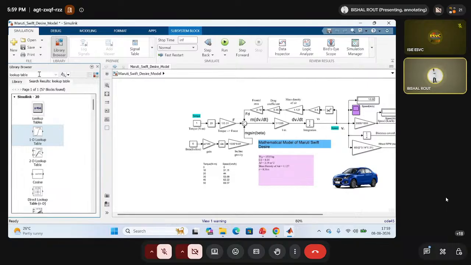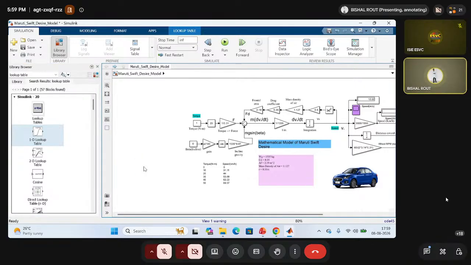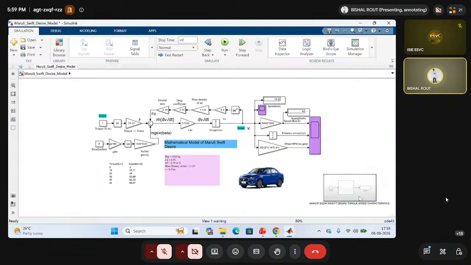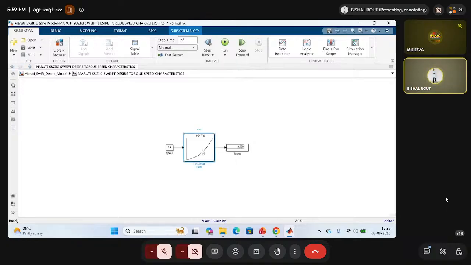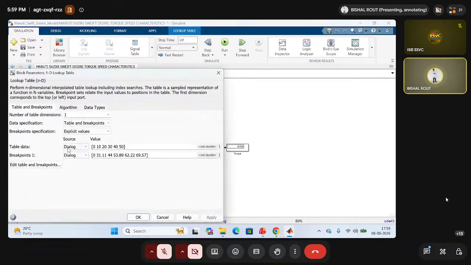You can create a lookup table over here, and you can get this 1D lookup table present over here. We similarly have a 2D lookup table. So 1D lookup table and 2D lookup table are both present. I'm just taking an example of the 1D lookup table. Just drag it to the workspace, right? So whenever I'm importing the 1D lookup table over here, if I double click on it, I will get the dialog box.